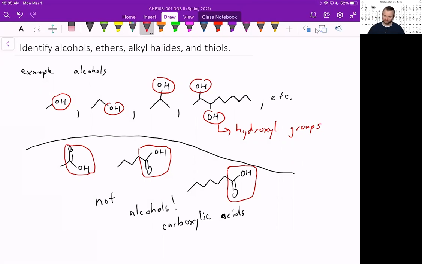The carbonyl, the carbon-oxygen double bond next to the OH. In other words, the carbon atom that I'm highlighting there that's bonded to two oxygen atoms. You've got to have that, and then it's a carboxylic acid. So it's a common mistake to confuse these two functional groups. Carboxylic acids have a carbonyl. Alcohols do not.